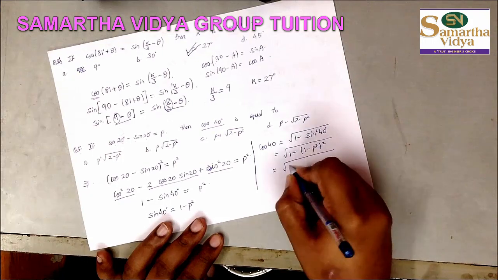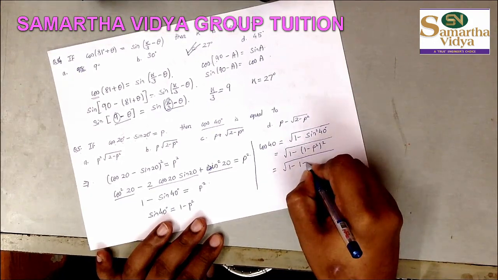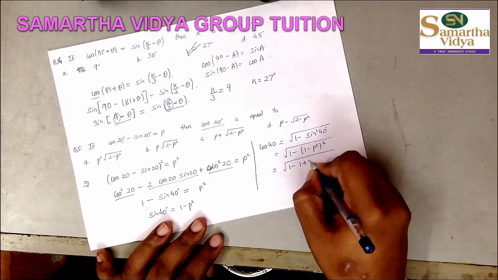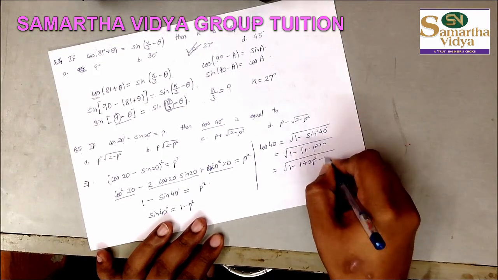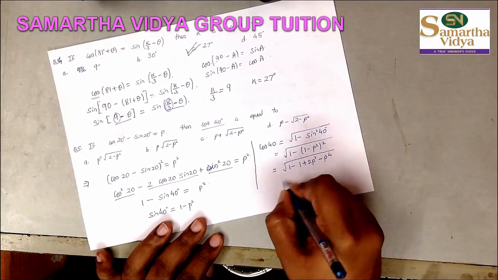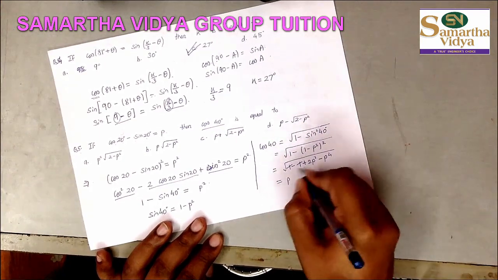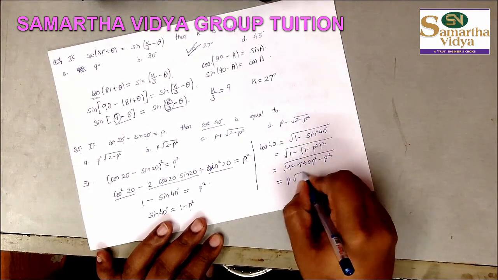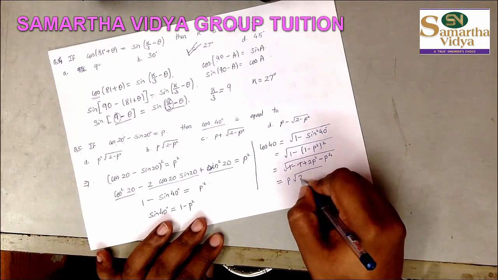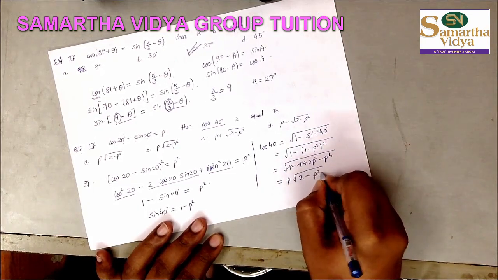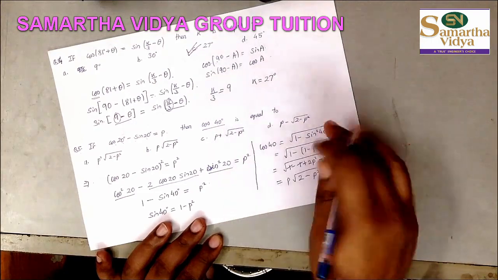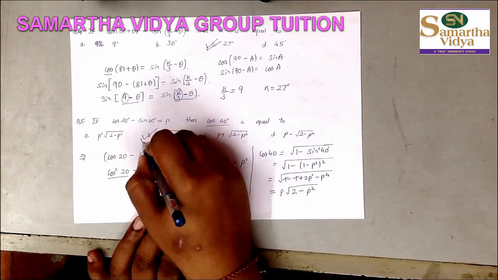So just simplifying it, 1 minus 1 plus 2p square minus p raised to 4. The 1 gets cancelled out and we can take p square common. If p square is coming outside the root, it will come as p. So this becomes 2 minus p square. So which is nothing but your option B.